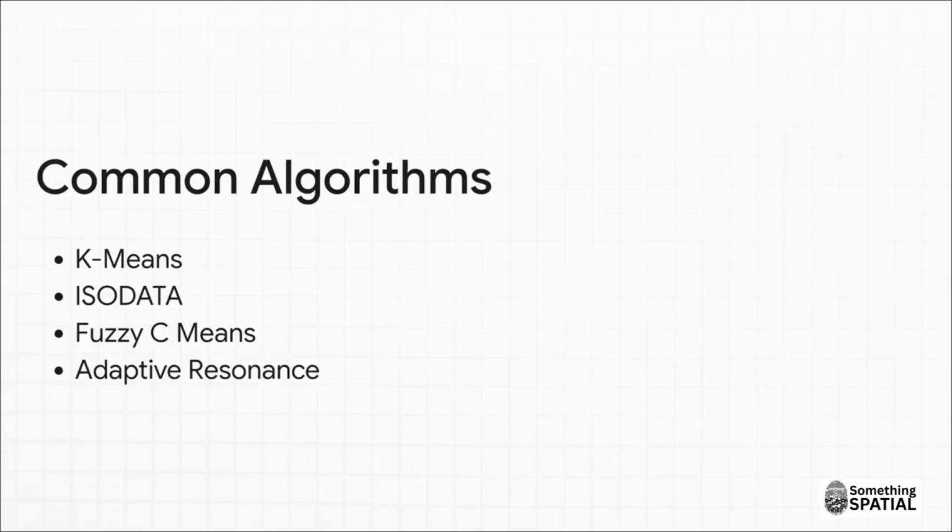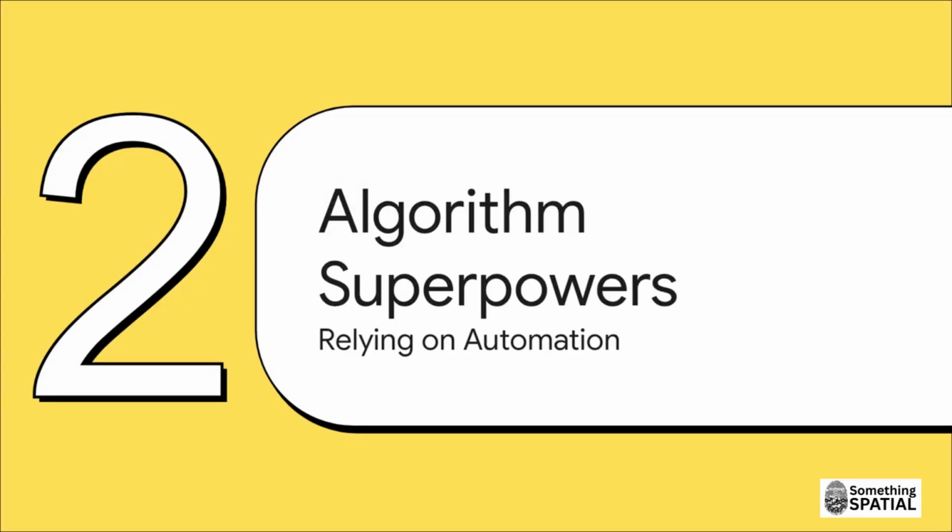Now, to pull off this sorting in the dark trick, the software relies on some pretty heavy-hitting math. The most common algorithms you'll run into are K-Means, ISODATA, fuzzy C-Means, and adaptive resonance. But really, K-Means and ISODATA, those are your daily workhorses. They calculate initial class means and then iteratively cluster the pixels using minimum distance techniques. With every single iteration, they recalculate and refine until all those millions of pixels are neatly organized into their spectral groups. Moving on to Section 2, the algorithm's superpowers, and why analysts lean so heavily on this kind of automation.